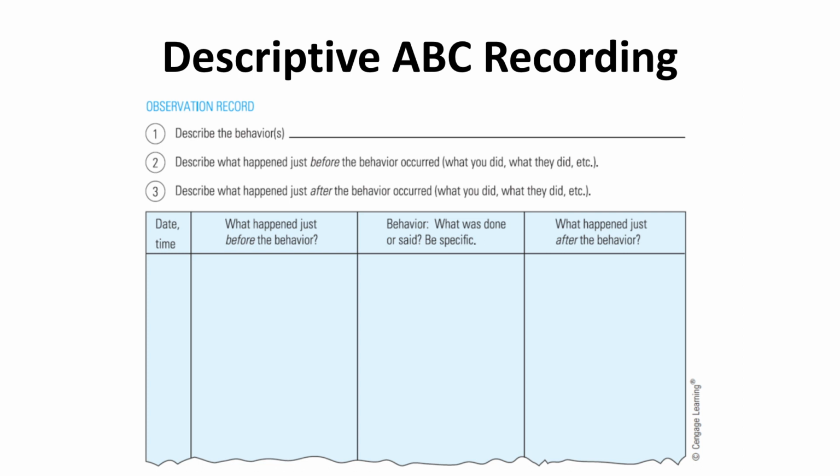Now, this whole setup here is fairly open-ended because the observer can write down whatever occurs to them. So they might have more information than they need, or they might even have missed something. So when conducting a descriptive ABC recording, you usually want highly trained recorders, people who know how to observe so that they're not missing anything or including more information than you need, though you usually err on the side of more information is better.